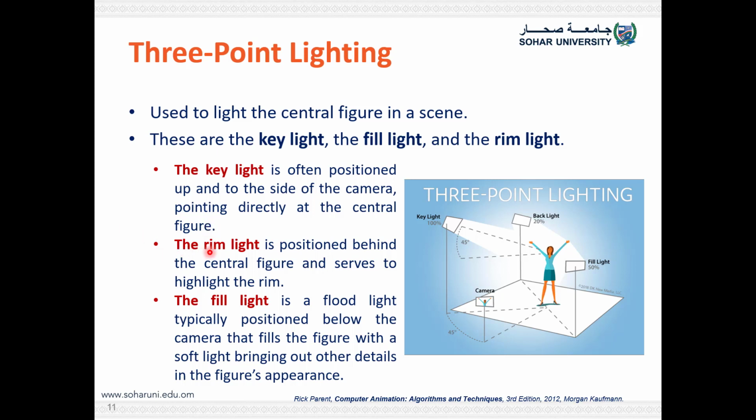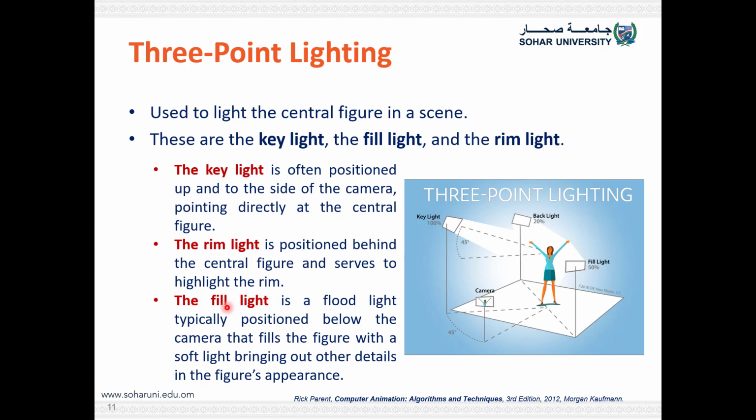The second light is called rim light, or as we call it here, backlight. So from the name, we can understand it's positioned behind the figure. And always this one will be used to outline the figure or make the figure stand out from the background. Okay, so we always have a background for the figure, so we can outline the figure, make it separated from the background or stand out from the background. So this is the purpose of this light.